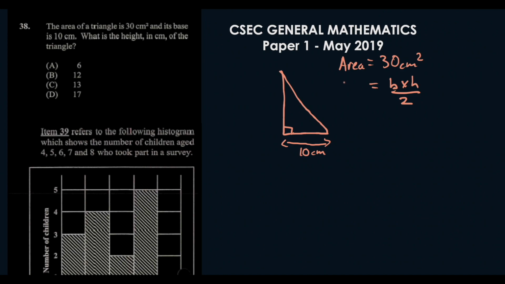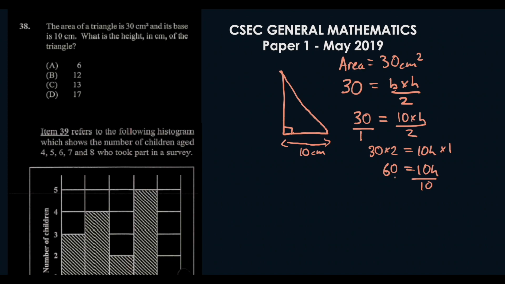So if the area is 30 and we know what the base is, it's going to be 30 is equal to 10 times h over 2. We could put 30 over 1 and cross multiply. 30 times 2 is equal to 10h times 1. So what's 30 times 2? 60, which is equal to 10h. Divide both sides by 10. We'll end up with 6. So 6 centimeters would be our perpendicular height.